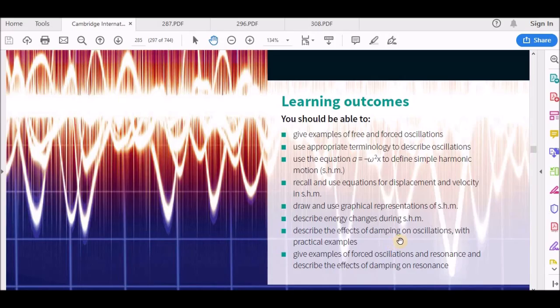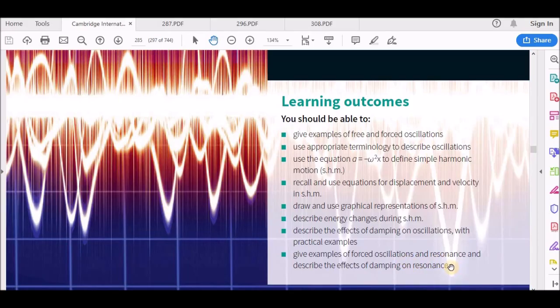So friction causes the amplitude of oscillation to decrease and eventually become zero. That is due to damping. Okay, due to friction there is damping. With practical examples, give examples of forced oscillations and resonance.